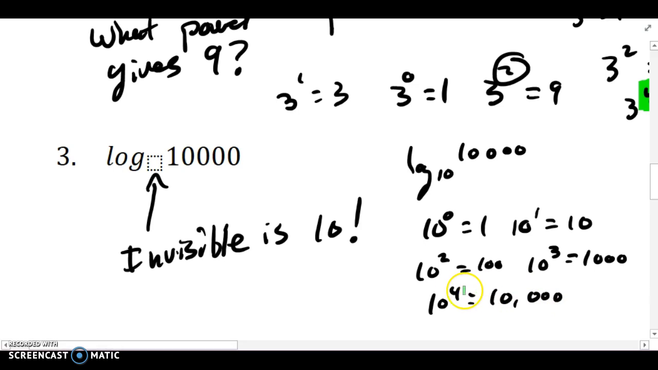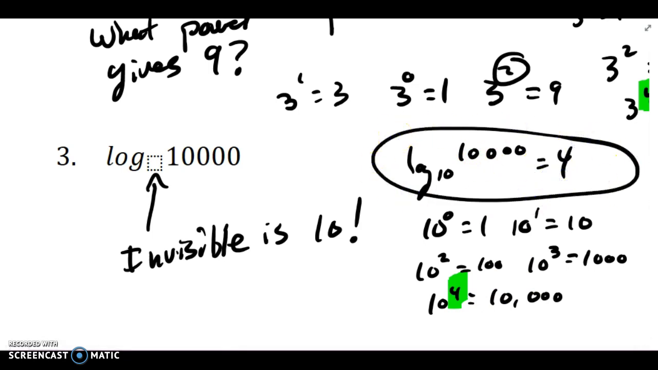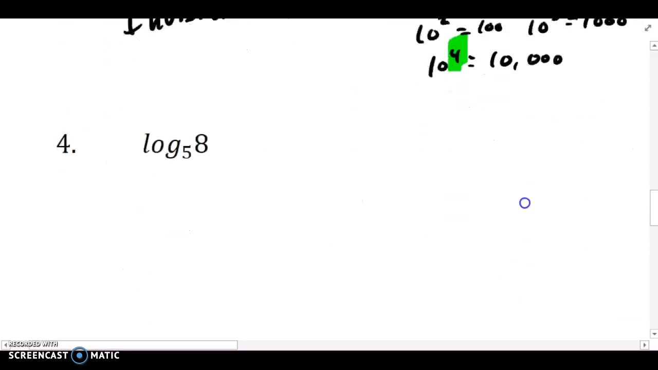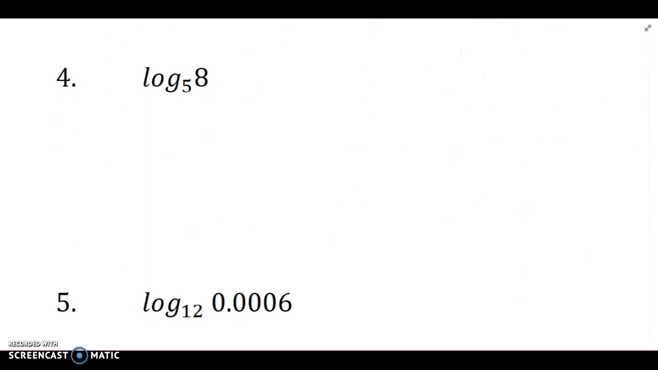So that would mean that this is the power that matches. So then the 4 will go here. Okay? Which is fantastic. Now, let's look at this. So we have 5. So what power of 5?